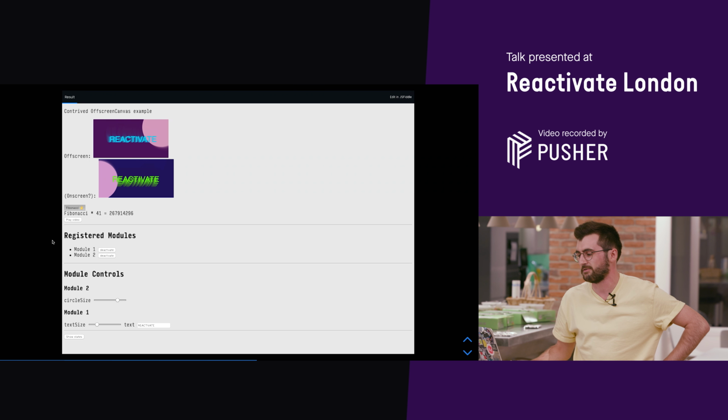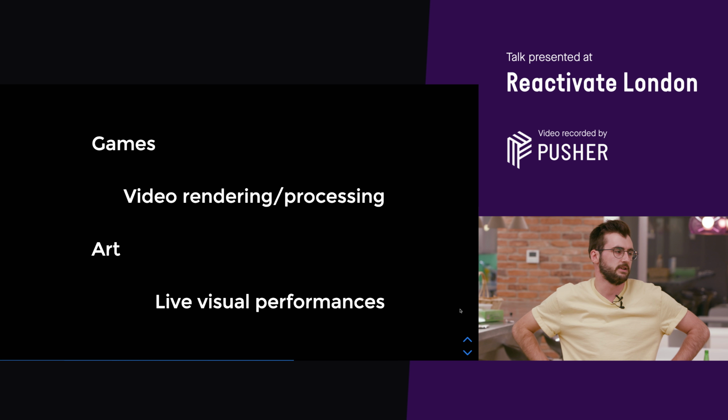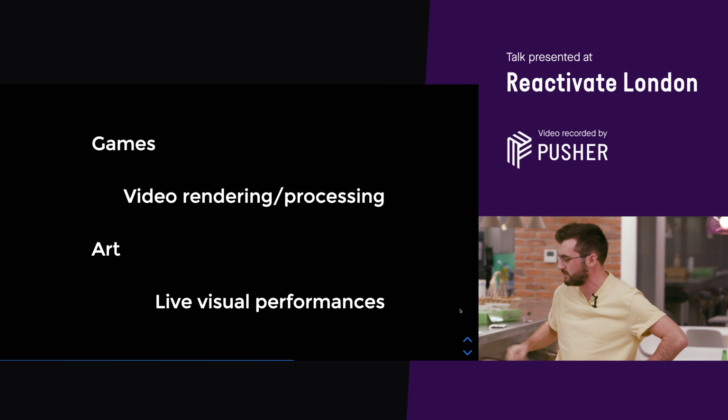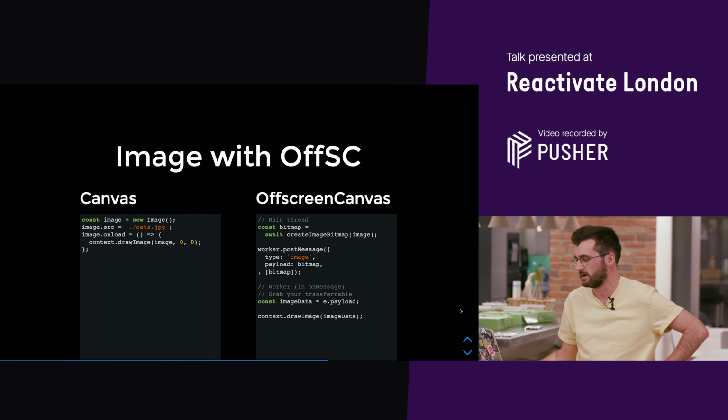So this is really great, right? So we can use off-screen-canvas for all our stuff. All our games and art projects and video rendering and visual live performances, we can use off-screen-canvas right now. No, we can't. There's bits here and there which don't work yet.